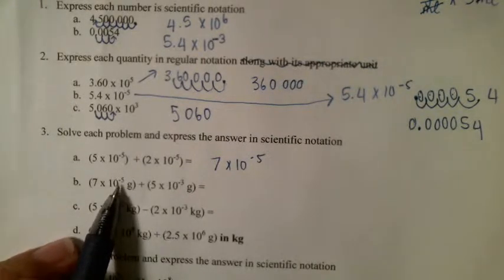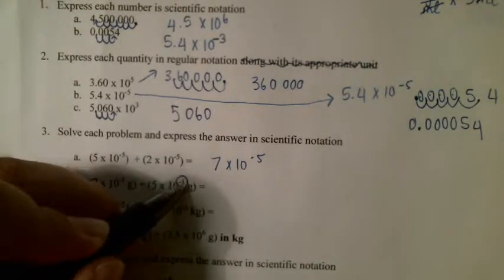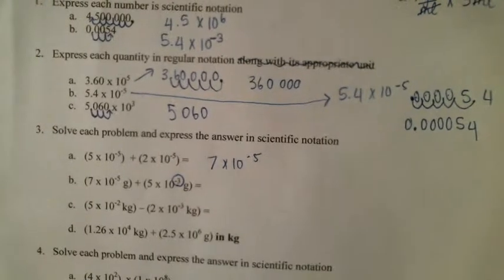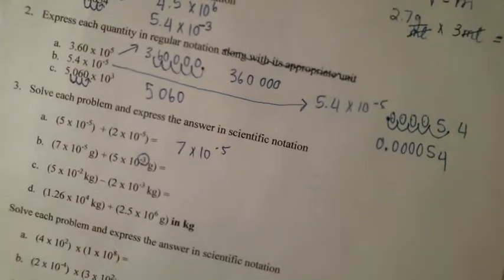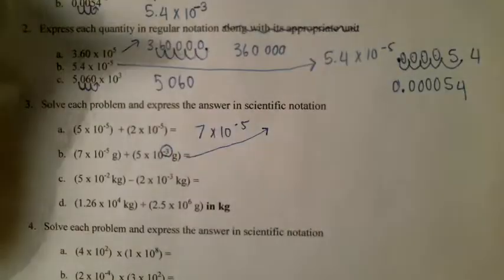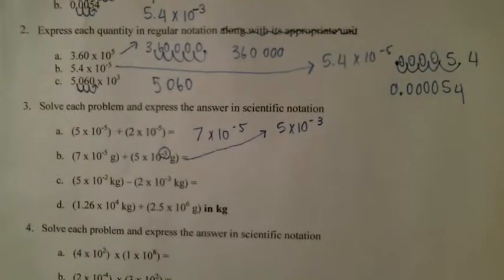Okay. However, in this case, our exponents are not the same. This one is -5. This one is -3. So we are going to have to make a change to one of them. Let's go ahead and change -3 to -5. I just randomly picked it. If you want to make both -3, that's fine as well. You'll get the same answer. I'm going to write this over here so I have some more space. I have 5 times 10 to the -3 grams originally.